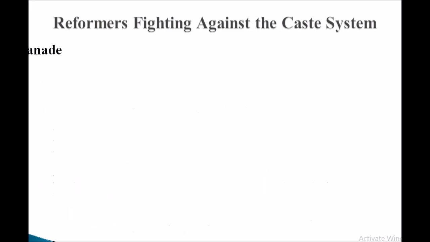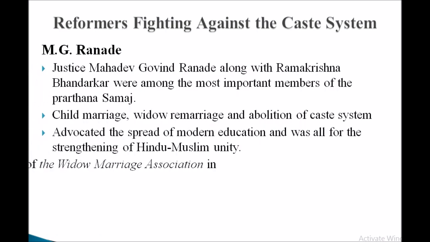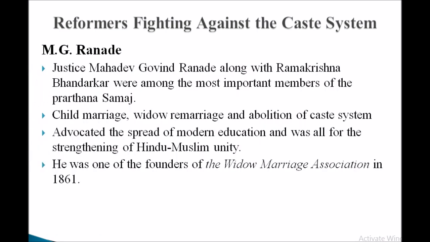M.G. Ranade, Justice Mahadev Govind Ranade, along with Ramakrishna Bhandarkar, were among the most important members of the Prarthana Samaj. This movement tried to reform the prevailing condition of child marriage. It also spoke for the cause of widow remarriage and abolition of the caste system. It also advocated the spread of modern education and was all for the strengthening of Hindu-Muslim unity.